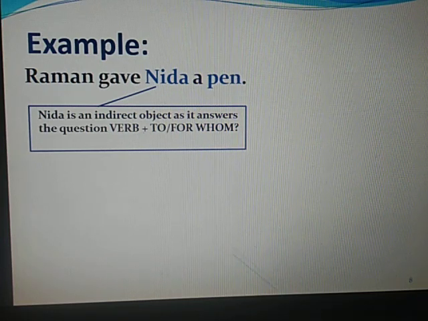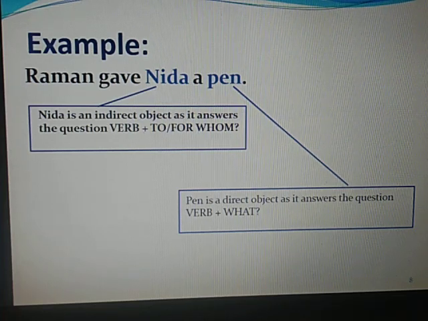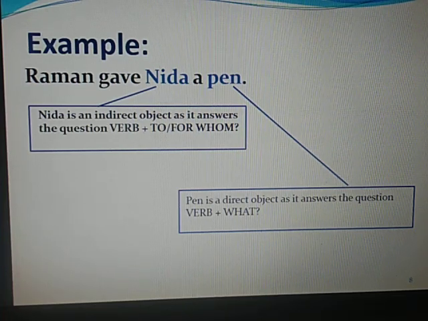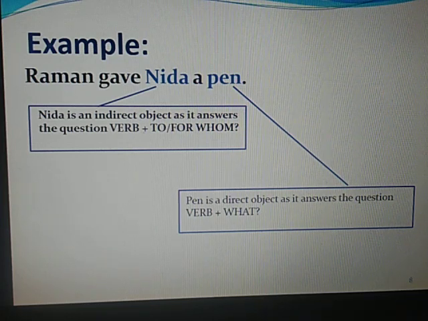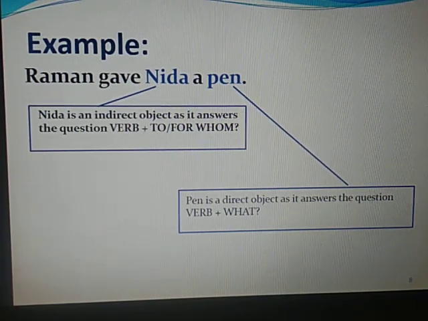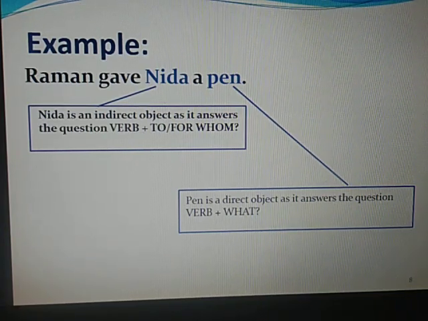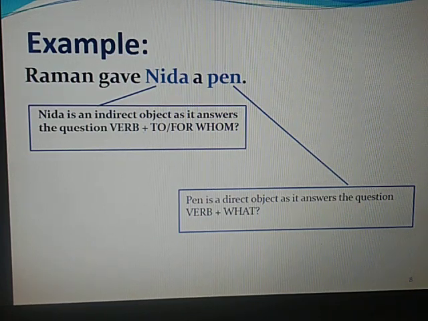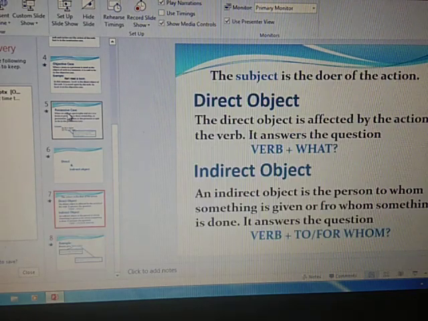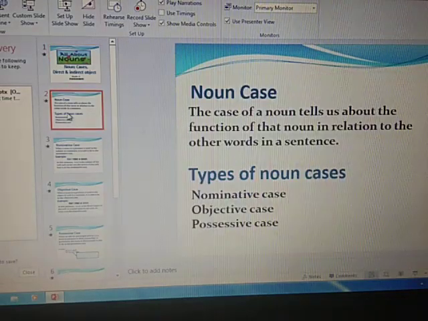Then a pen. Pen is a direct object. Also it's a non-living thing. So it is a direct object as it answers the question verb plus what. Like Raman gave Nida what. The answer we are getting is pen. So we call it a direct object. So always remember, an indirect object is a living thing and a direct object will always be a non-living thing.